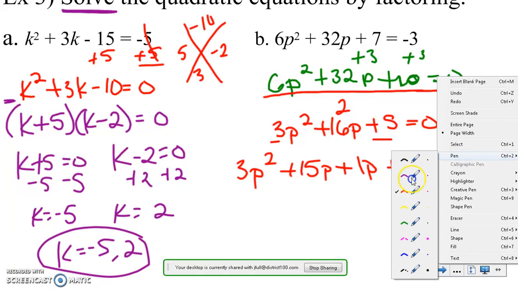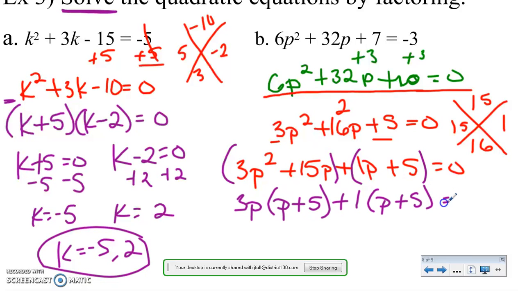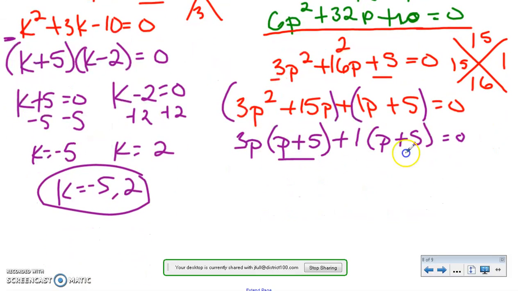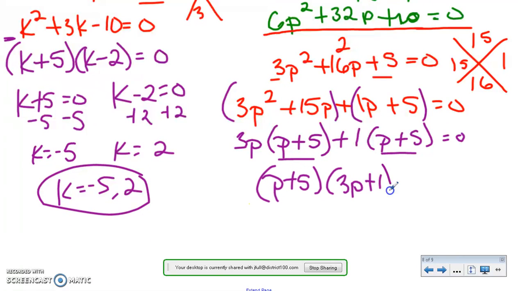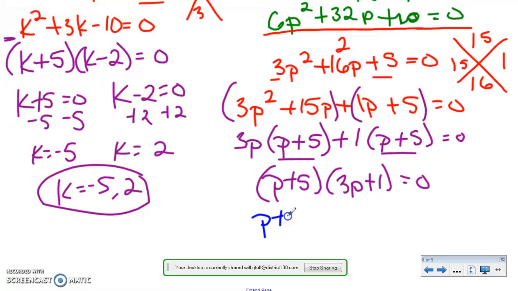We're going to go ahead and make two groups. In my first group, I can divide 3 and 15 both by 3, and then I have a p there. That leaves me with p plus 5. Second group, I can't divide by anything, so I'm going to put a 1 out front there. Okay, two groups matched, so we're in good shape. We're going to bring that p plus 5 out, and we have a 3p plus 1. And then we are going to go ahead and set each part equal to 0 and solve. So p plus 5 equals 0, 3p plus 1 equals 0.